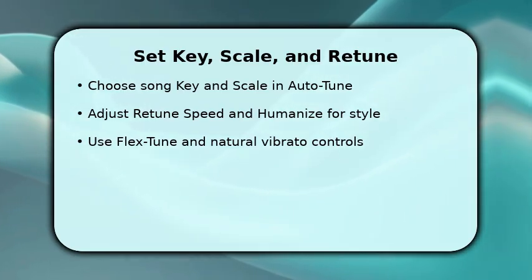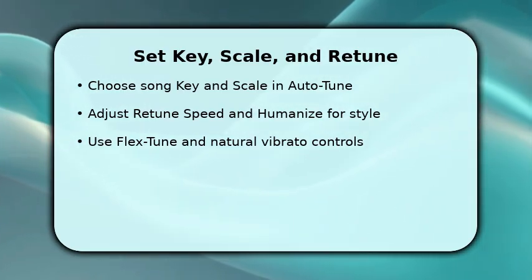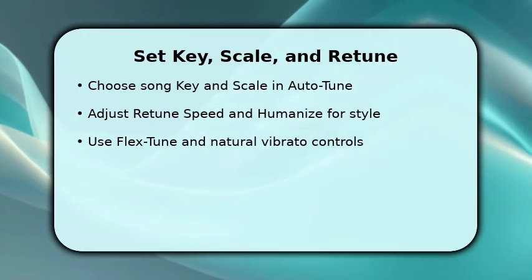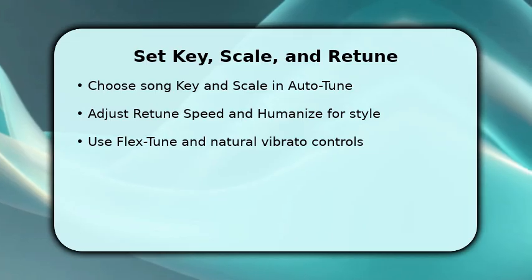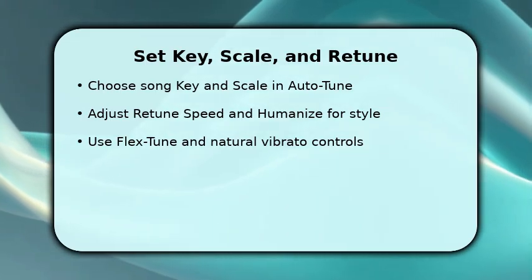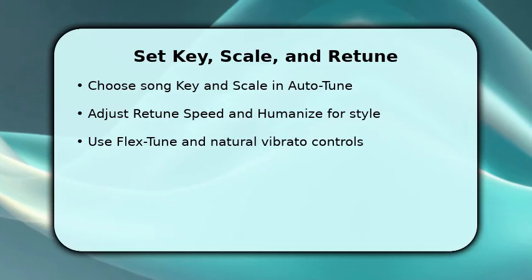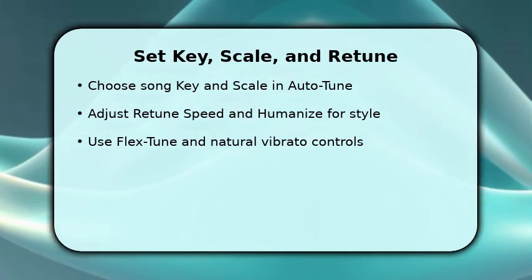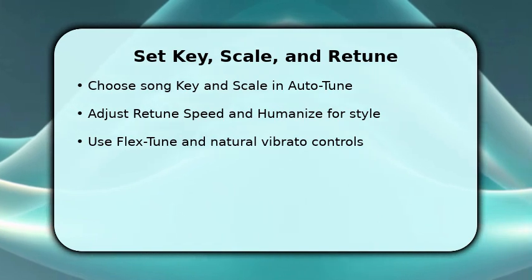Then adjust retune speed. Lower values for the classic robotic effect, higher for natural correction. Make sure to dial humanize and flex tune to retain expressive timing and vibrato. You can also use the formant and natural vibrato controls to keep tone intact. As you tweak, listen in context with the mix and make small incremental changes.